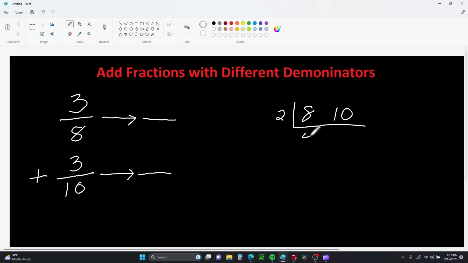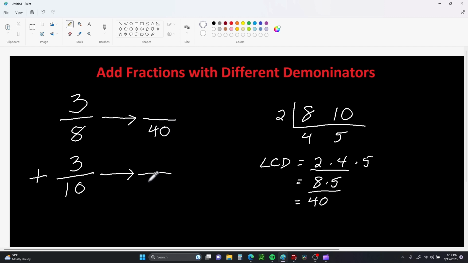8 divided by 2 is 4, and 10 divided by 2 is 5. And then to get the least common denominator, I want the least common multiple. I just multiply these three numbers. So the LCD is going to be 2 times 4 times 5. So first I multiply these two, and I get 8, and I bring down the times 5. And then those are multiplied to 40. So that's my common denominator.